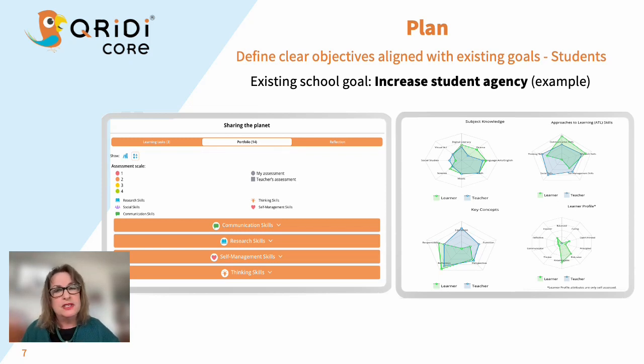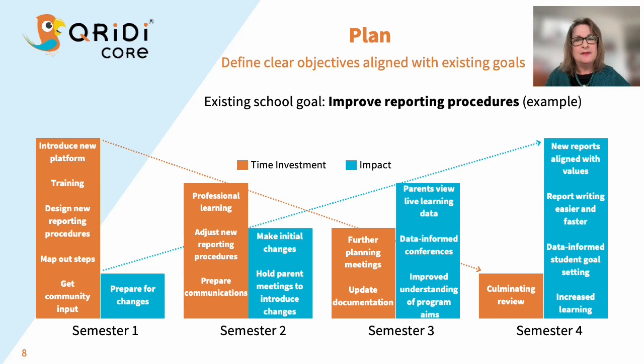So when you're choosing a system, you want to make sure that it helps you to achieve the specific aims that you have set out to do. We have one more example to look at. Let's move forward. In this example, we're considering a school that might want to improve its reporting procedures.